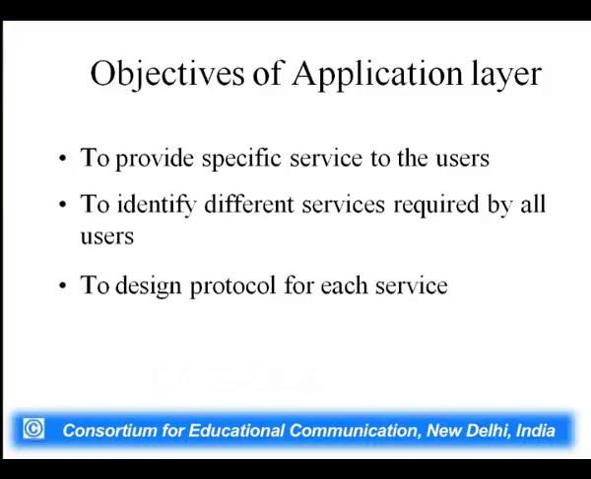Now if you look at the various objectives of an application layer in the network, number one, it provides a very specific service to a user. What application will run, that is what we are talking about. So one specific service to a user is one of the objectives of the application layer. Then it must also identify the different services required by all users. It must distinguish between the services, that is another objective. And third, to provide this service, it must provide certain protocols. As you know, protocols are a set of rules that govern a service. So we have to determine what the rules are to govern a specific service. These are the three objectives of the application layer.